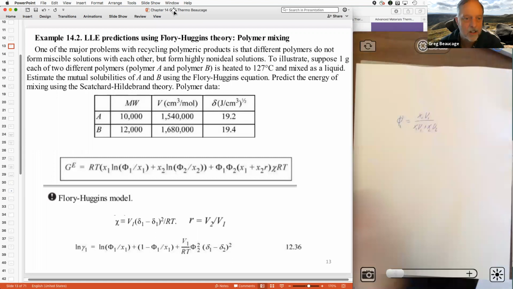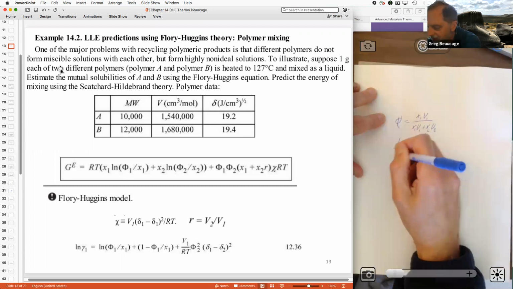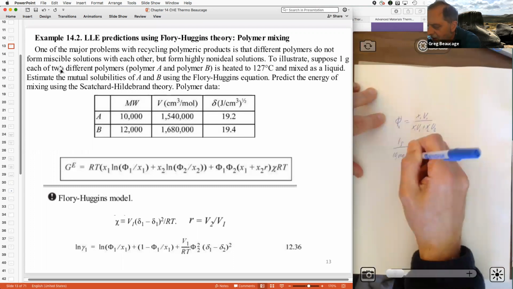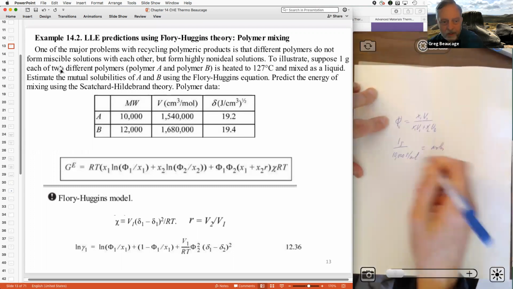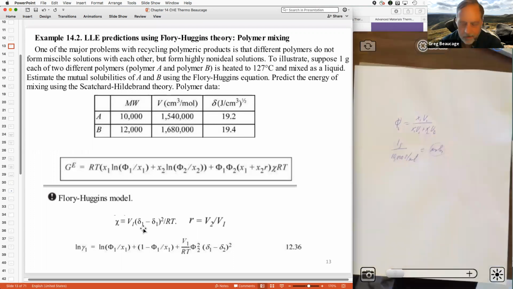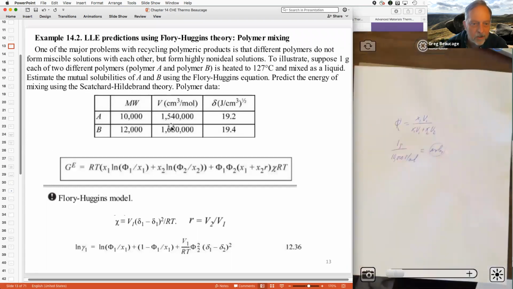So you're given the polymers are 1 gram each. So you take 1 gram divided by the molecular weight, which is 10,000 grams per mole. And that gives you moles. Right? And then you're going to take that number of moles, and calculate the x from the moles of the two components. So it'll be the moles of 1 divided by the moles of 1 plus 2. And then the phi you're going to get from the x's times the volumes. So you have the volumes here. Right, so that's kind of, you can get x and phi.